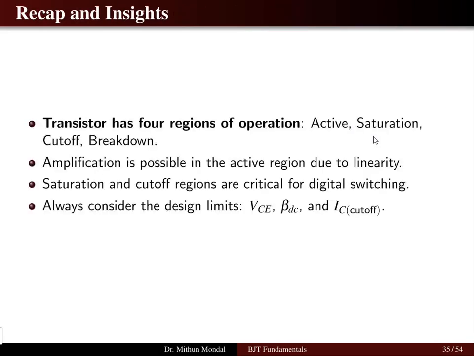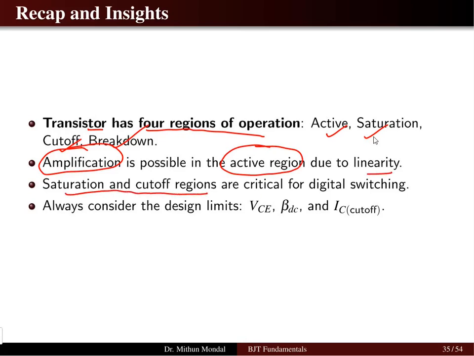So when we recap the insight for the transistor, we have basically four regions of operation: active, saturation, cutoff, and breakdown. Amplification is possible only in the active region because of the linearity. The saturation and cutoff regions are critical in digital switching networks, and always consider the design limits provided in the data sheet, whether the collector-emitter voltage, the beta value, that is the current gain, and the saturation and cutoff currents.